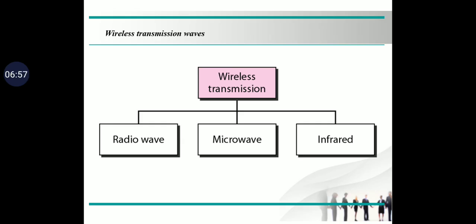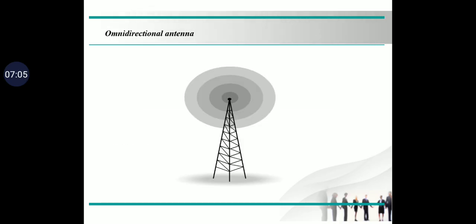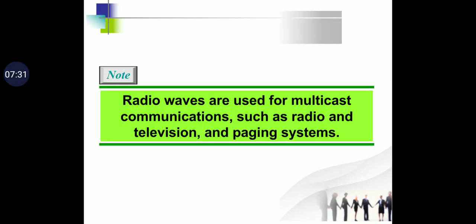So again, wireless transmission has three wave types: radio wave, microwave, and infrared. Transmission in the case of a wireless medium happens with the help of an antenna. Through the antenna, electromagnetic waves will be propagated in the air. Several types of antennas are there. This is an example of an omnidirectional antenna. Omnidirectional antenna means the propagation happens in all directions. If the receiver is present in the range, it will receive the data.